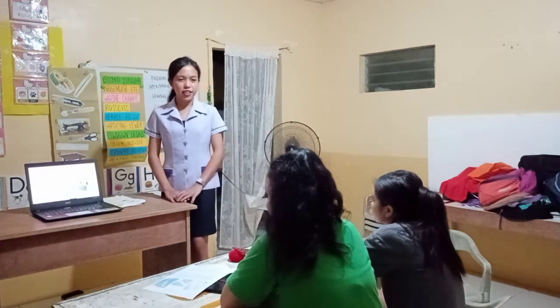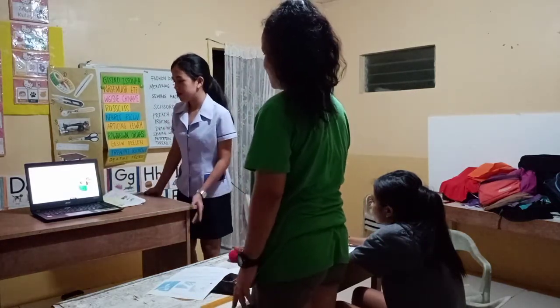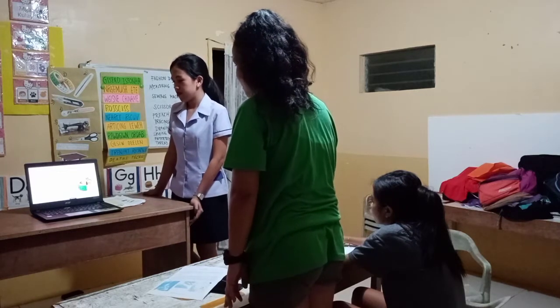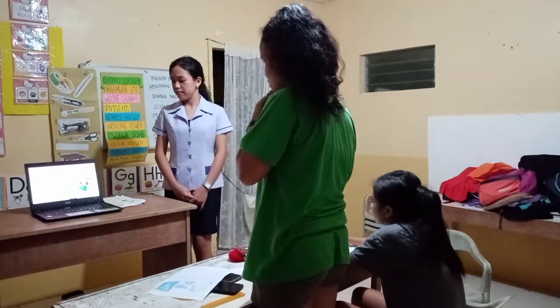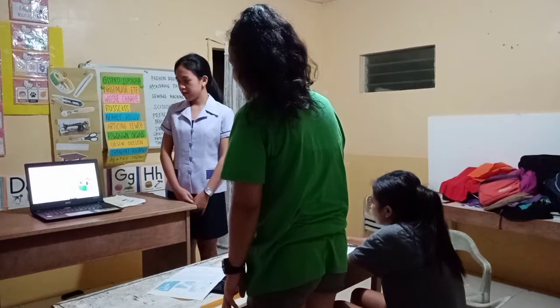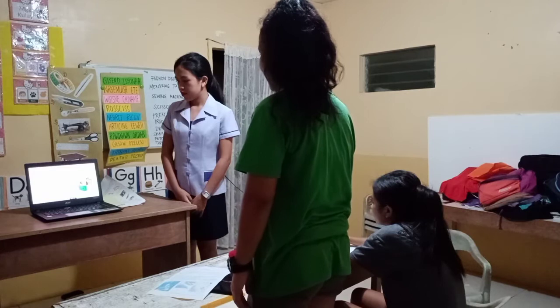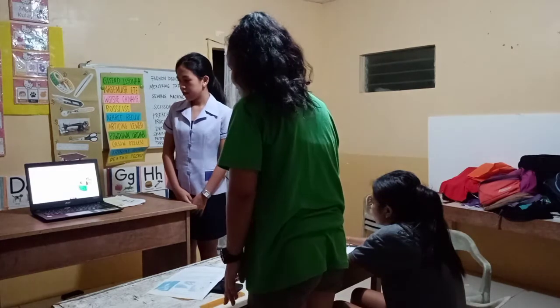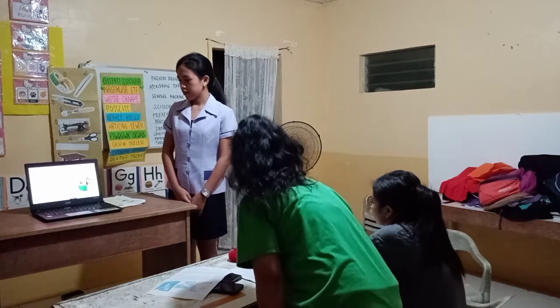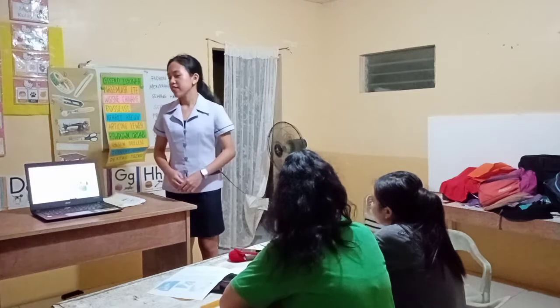Measuring tape. Who wants to read? Miss De Leon? It's a flexible tool used for measuring length. It is made up of materials like fiberglass, plastic, metal, ribbon, or strip. So it is a kind of flexible ruler, also known as tape measure. It is marked in centimeters and inches. I know you are familiar with that. Am I right? Yes, ma'am.